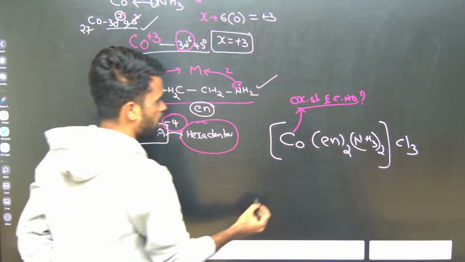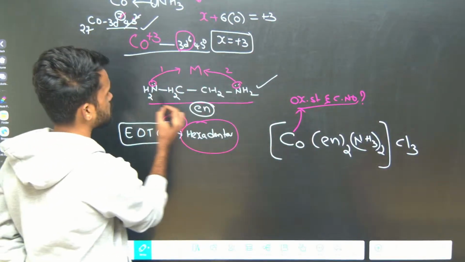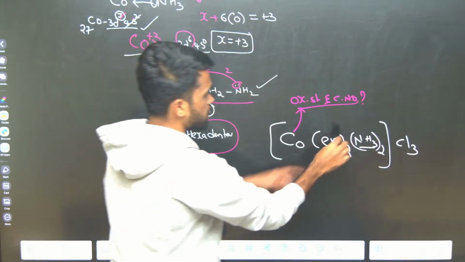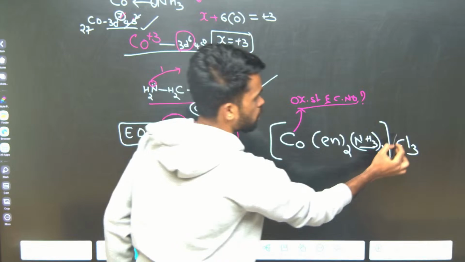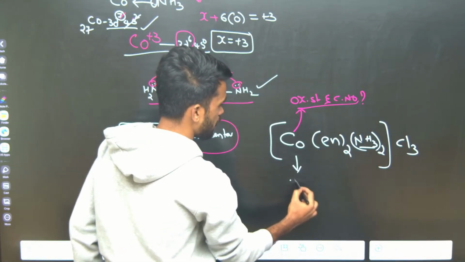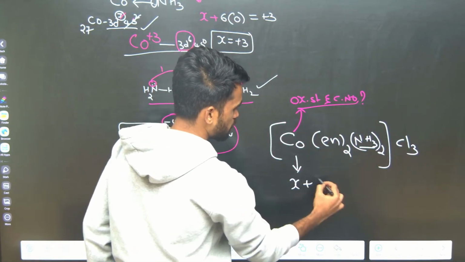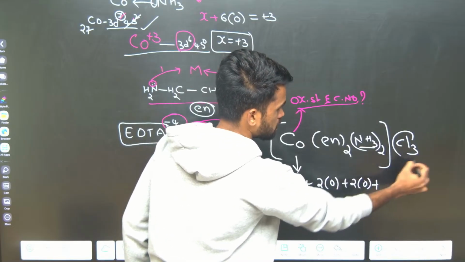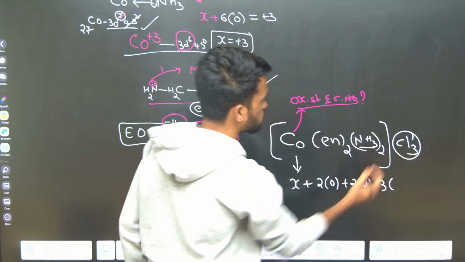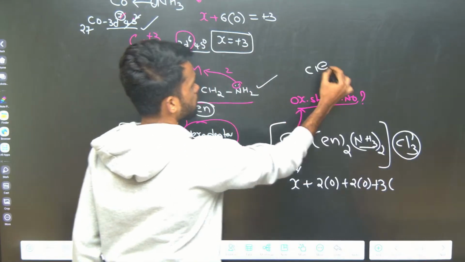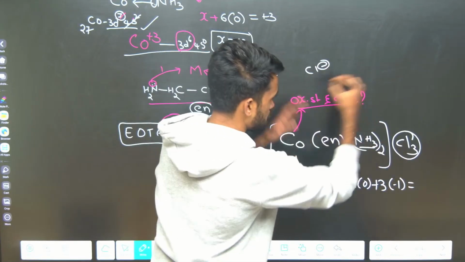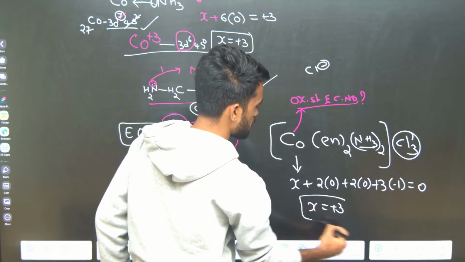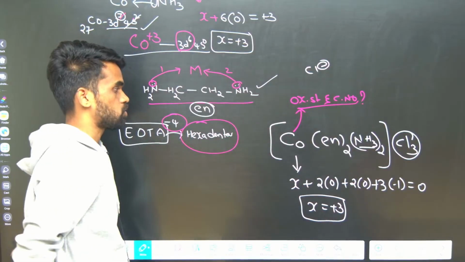See, first of all, oxidation state. Ethylene diamine is a neutral one, as well as ammonia is also neutral. So inside there is no charge, but outside you have chlorides now. So you just take x for this. So 2 into 0 plus 2 into 0 plus, here 3 chlorides are there, so 3 into minus 1, equals overall charge, which is neutral, so take it 0. So oxidation state here is plus 3. Like this you need to calculate the oxidation state.